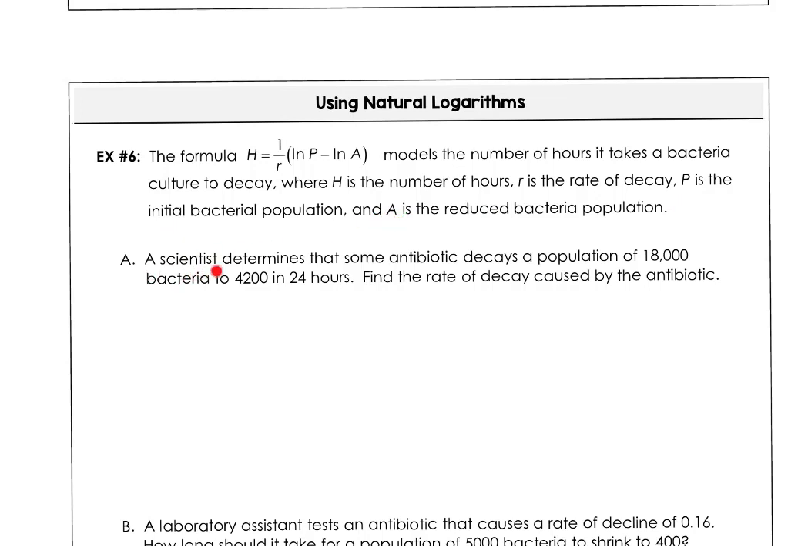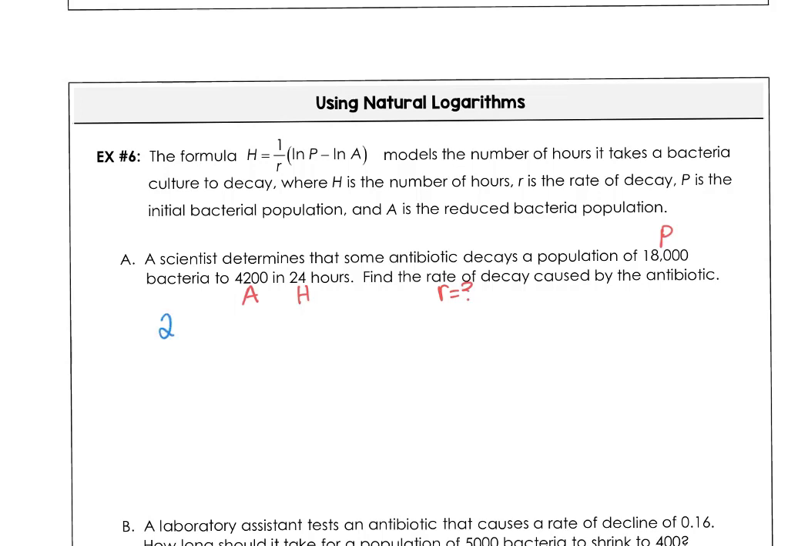So for part A, we have a scientist who determines that some antibiotic decays a population of 18,000 bacteria to 4,200 in 24 hours. So following the definitions here, it looks like the P is 18,000, that's our initial. And the A, that's the reduced bacteria, that would be 4,200. And it seems like the hours is 24. So we want to find the rate. We don't know the rate. That's what we're looking for, the rate of decay.